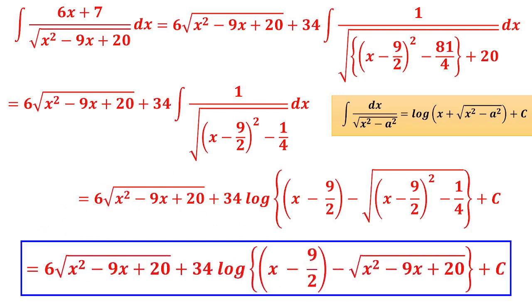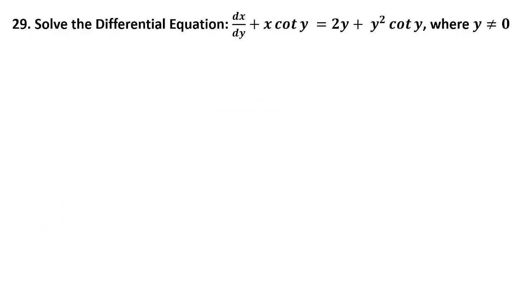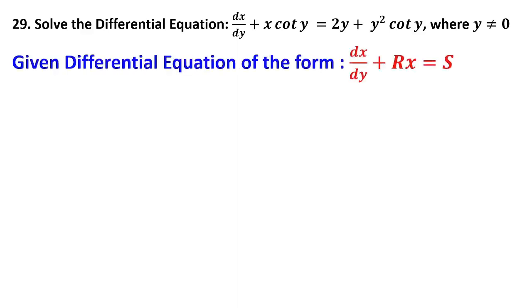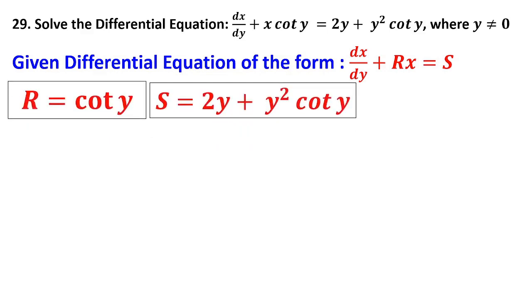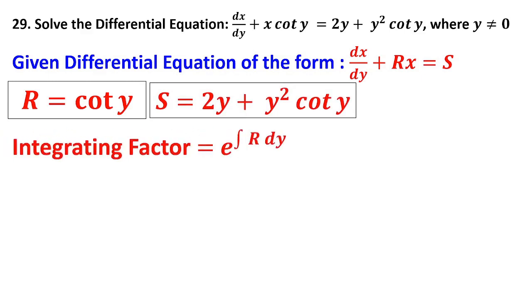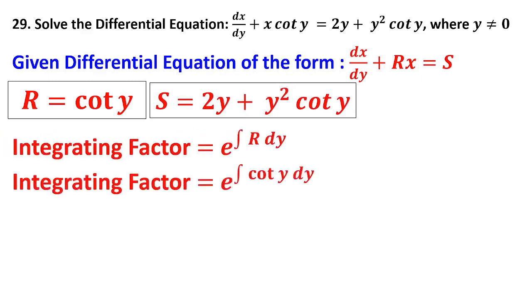No issue. Okay. Solve the differential equation dx by dy plus x into cot y is equal to 2y plus y square cot y. The differential equation is a linear differential equation of the form dx by dy plus Rx is equal to S. Therefore, R is equal to cot y and S is equal to 2y plus y square cot y. Therefore, the integrating factor is e to the power integral R dy.